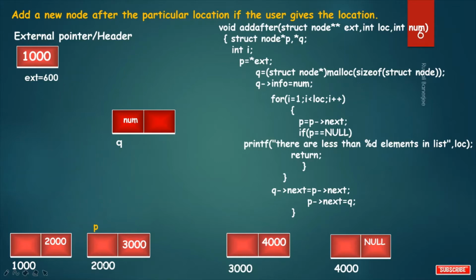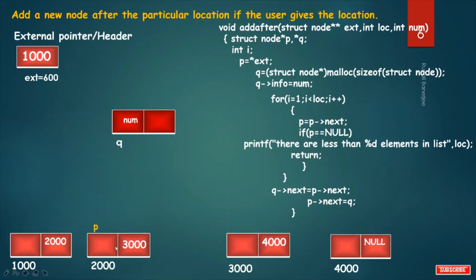Then P arrow next equals to, I want to insert this node here. So P arrow next equals to Q. But one thing is very important, you have to remember: if you first give P arrow next equals to Q, means if you write this line first, then you can't get this 3000, because 3000 is erased and it is overwritten by the value Q.